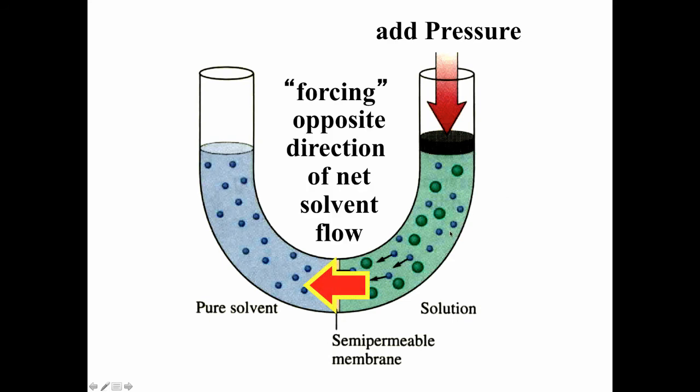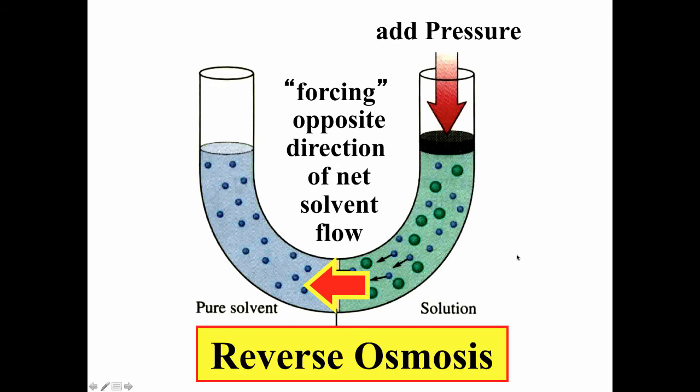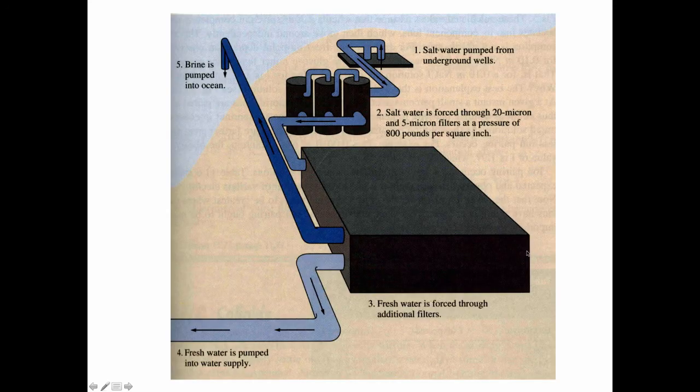And so we can get net solvent flow to go in the opposite way by a process called reverse osmosis, and that's used to purify water in quite a few places in the world. There's a couple plants in Southern California, and a place like Israel gets a tremendous amount of its water from purifying salt water via reverse osmosis.